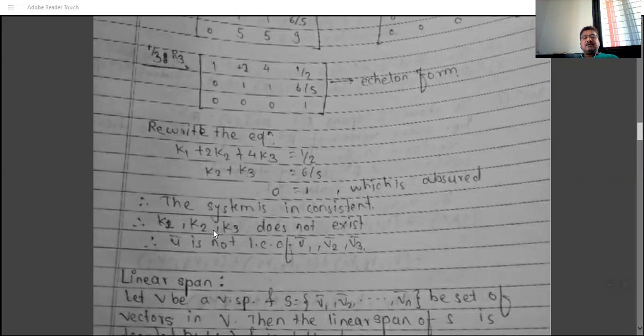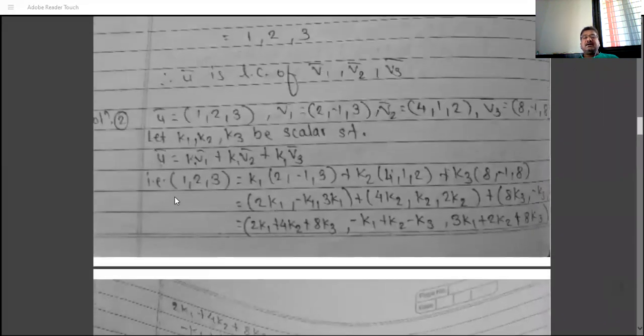This means that K1, K2, K3 do not exist that satisfy this equation, U bar equals K1 V1 plus K2 V2 plus K3 V3. Such K1, K2, K3 which satisfy this equation do not exist, and therefore we say that U bar is not a linear combination of V1, V2, V3.